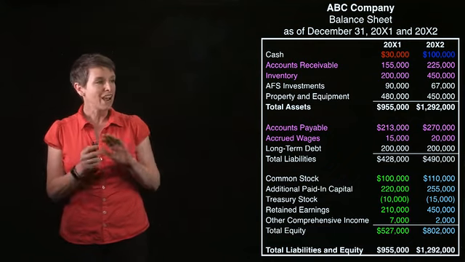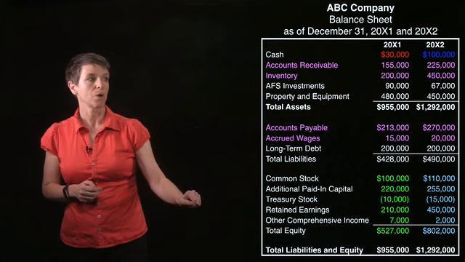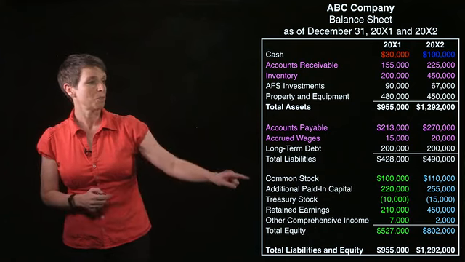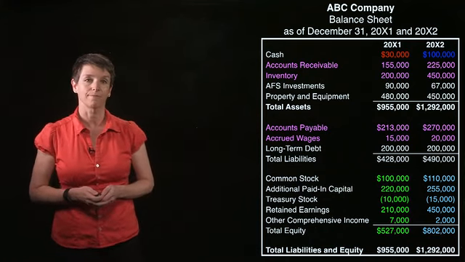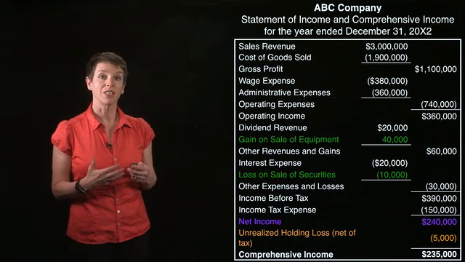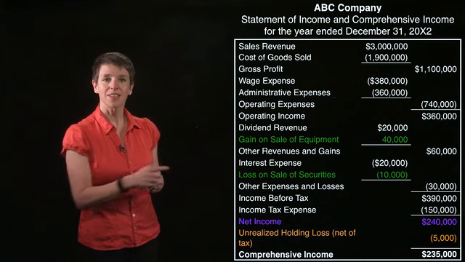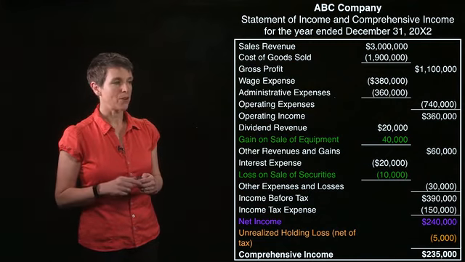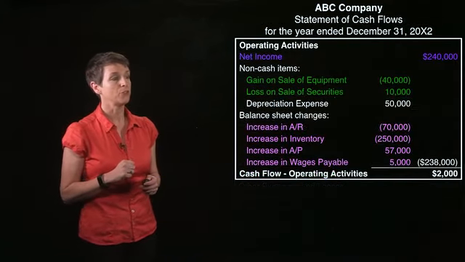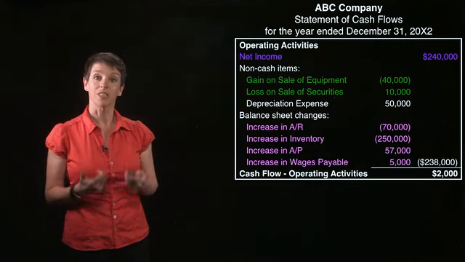So notice that every account that started shows up in green as part of 20X1, and every account as it ended shows up in blue as part of 20X2. Let's come back now to the income statement and look at a couple of additional numbers. Remember that gain on sale of equipment and the loss on sale of securities? Let's look at that net income number one more time, because all three of those flow into the operating section of the cash flow statement when we use the indirect method.